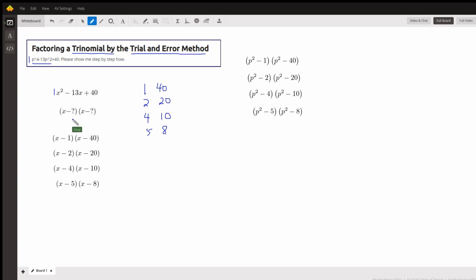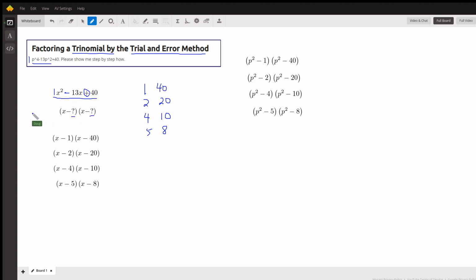If you're going to multiply two binomials together to end up with this trinomial, the product of the two last terms has to be a positive 40. That means the signs have to be the same. But then when you combine the outer product and the inner product to get the middle term, you have to get a negative 13. That means both of these signs have to be negative.